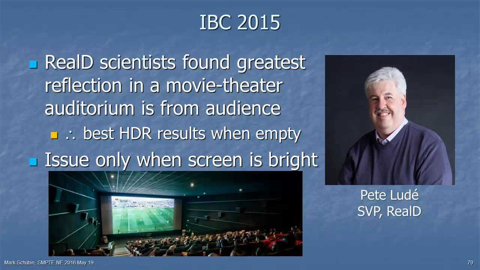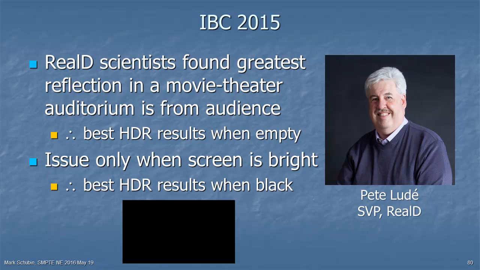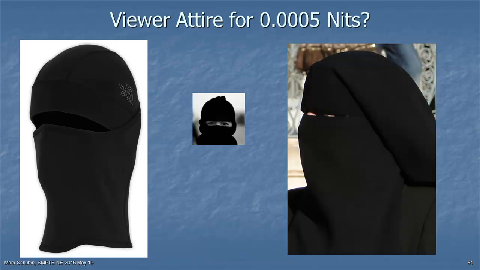But it's really only an issue when things are very bright. So, there's a bright screen, and that's what's doing the reflection. If the screen wasn't that bright, it would be okay. So again, conclusion for best HDR results, make the screen black. Which means that if we're talking 0.005 nits, then this might be viewer attire that's required for HDR.